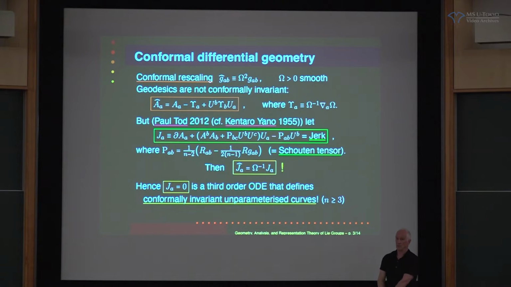And so, what is it? It's an ordinary differential equation. Like the equation for geodesics is a second order differential equation. You've differentiated one more time, so this is a third order ordinary differential equation that defines what? It defines some curves. And they are conformally invariant, but not parameterized, because the parameterization here is artificial. I've chosen it to be basically arc length parameterization. Okay, so forget the parameterization.